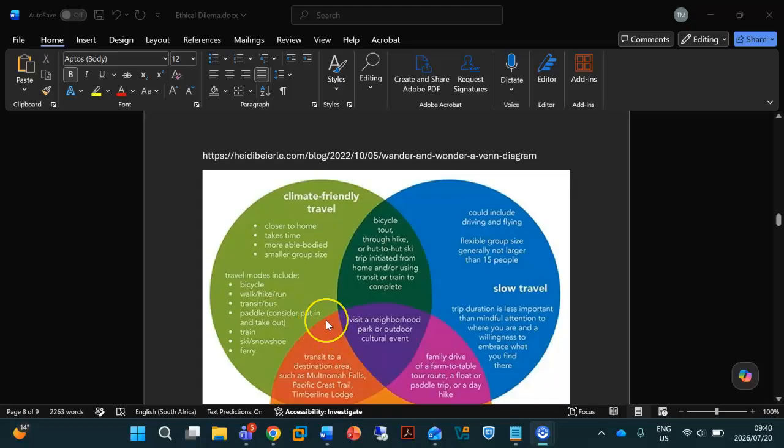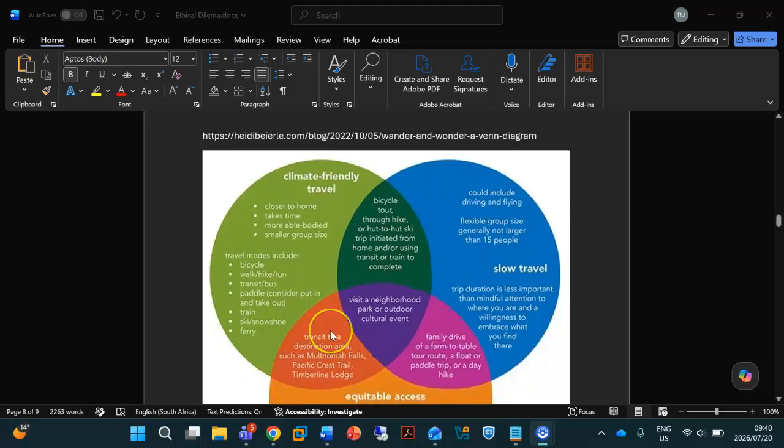I'll start first with the Venn diagram that I found online. The challenge was to find a Venn diagram that speaks to something that you are interested in. As someone who is interested in traveling, I found a Wonder in Wonder Venn diagram.